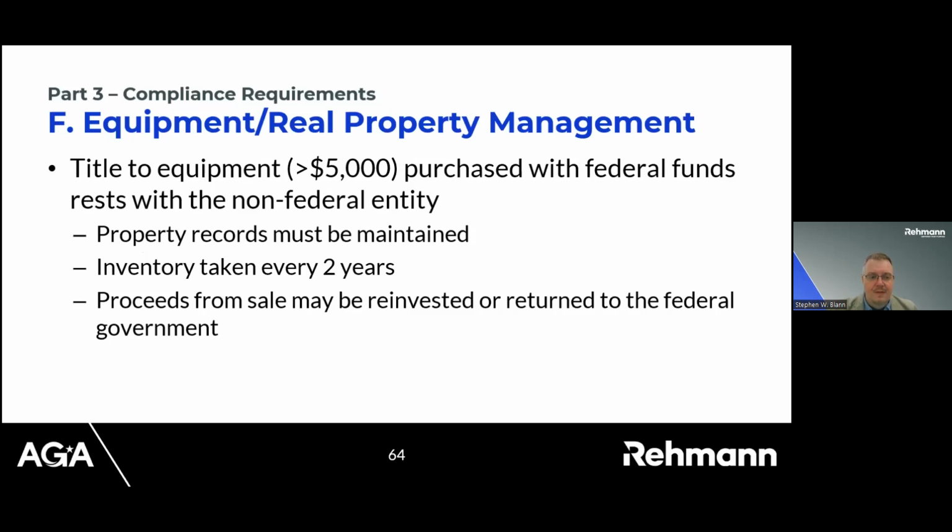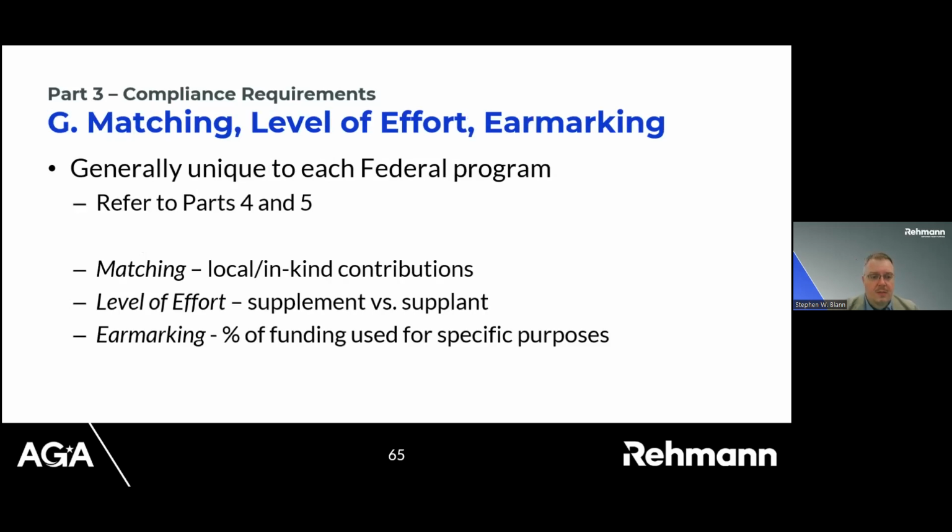Compliance requirement F is equipment over $5,000 and real property management. If you have equipment that's over $5,000 that was purchased with federal awards, it has to be properly maintained, appropriately insured, put in your capital asset records or your inventory records, and you need to take a physical inventory at least once every 2 years to make sure it's still there. If you ultimately do sell any of that equipment that was purchased with federal awards, you need to reinvest those proceeds into the program. Matching, level of effort, and earmarking vary by program as well.